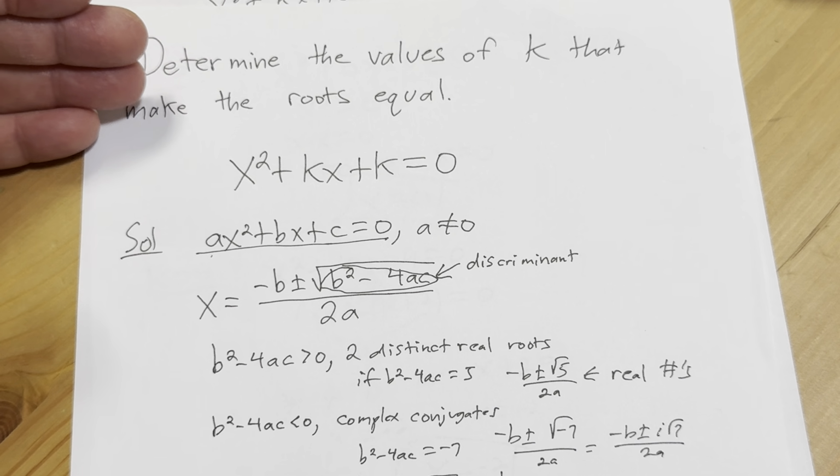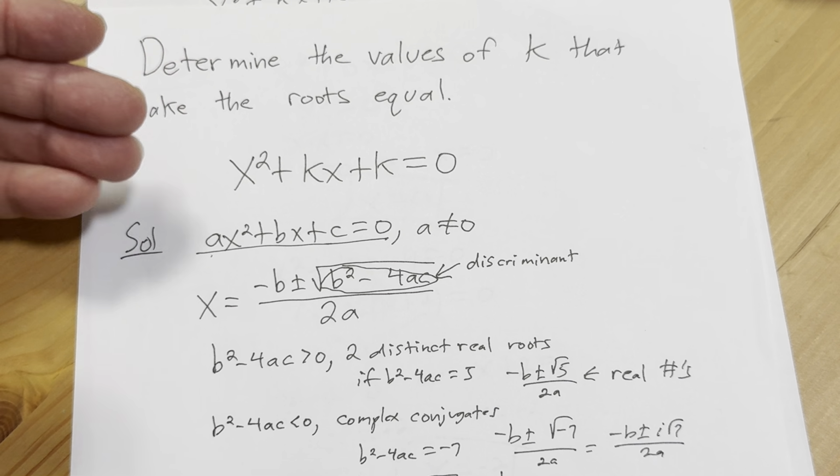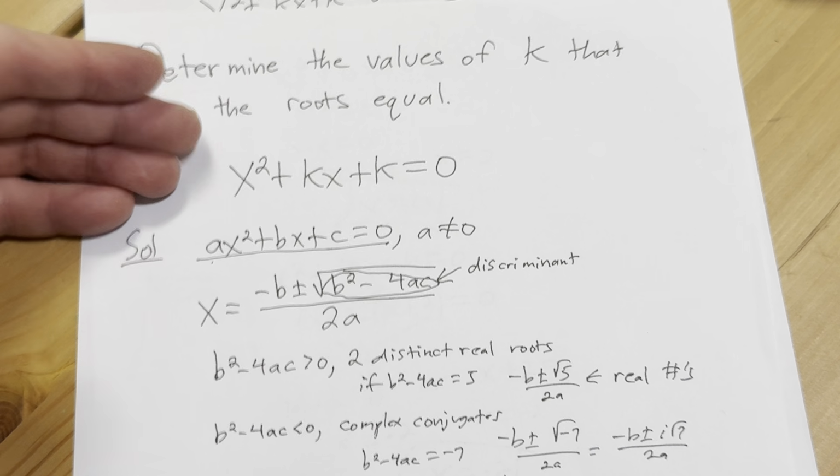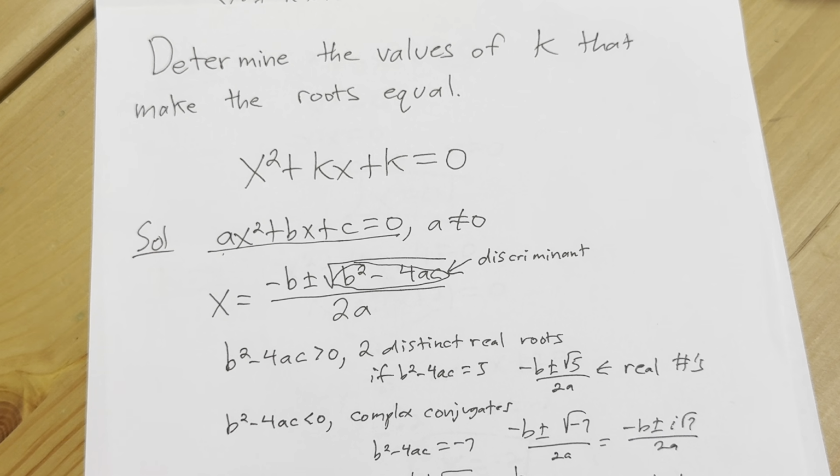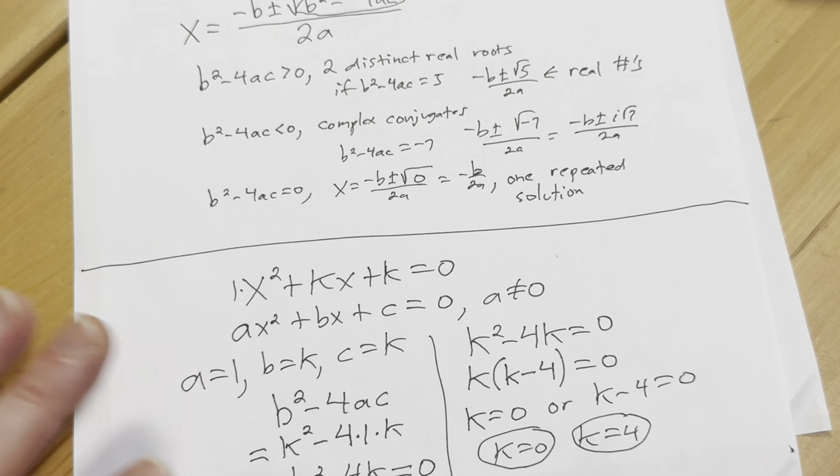So when you see this question, when it wants the roots to be equal, you say, oh, I know that the roots are equal when the discriminant is 0. So let me compute the discriminant. And then you just jump to that.